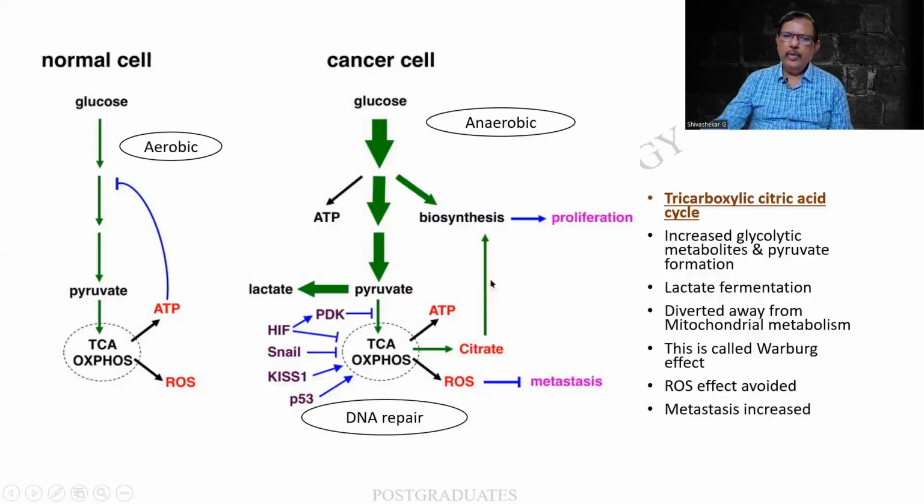There is a TCA over here, the tricarboxylic citric acid cycle. All of us would have read past biochemistry and forgotten. It increases the glycolytic metabolism and pyruvate formation. Kindly memorize this particular one. Lactate fermentation takes place, diverted away from mitochondrial metabolism, and this is called the Warburg effect. The ROS effect is being avoided, and metastasis is being increased. When there is ROS, it prevents the metastasis. When it is being avoided, there is metastasis.